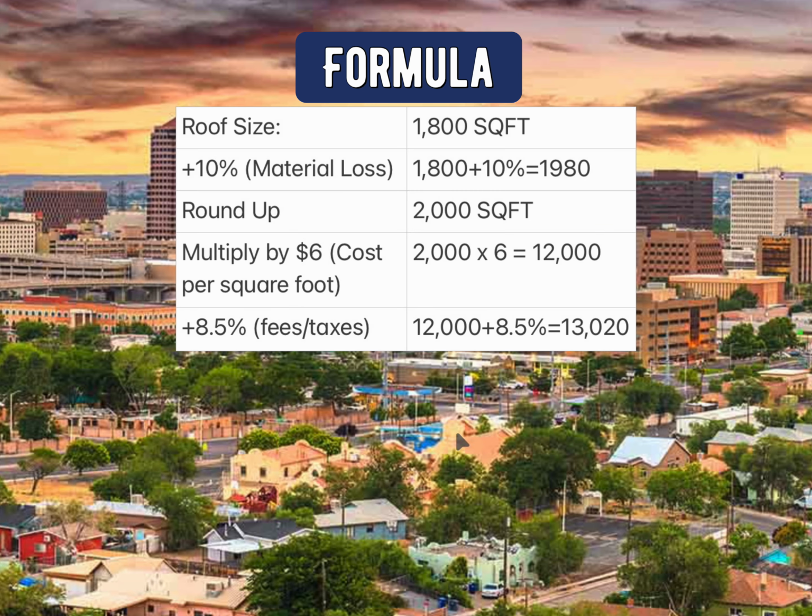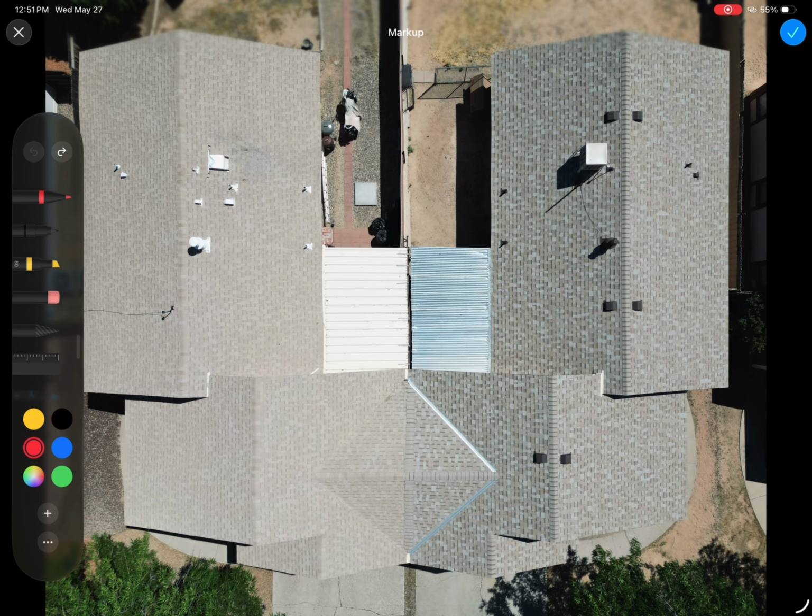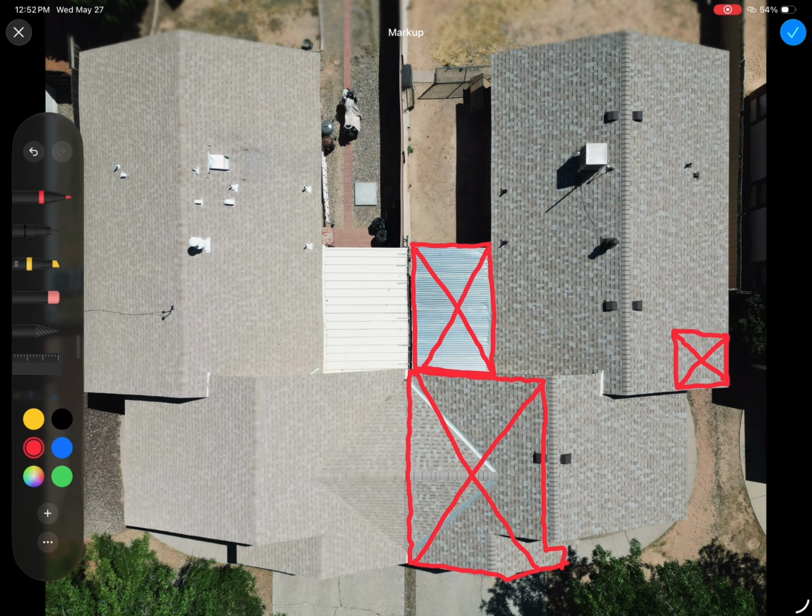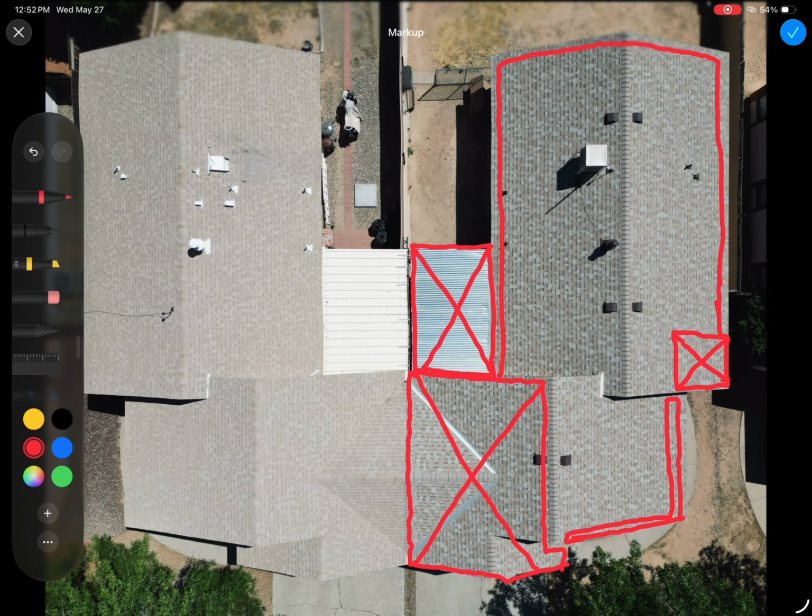First, let's find your roof size. As I stated before, your home's square footage is not reflective of your roof's measurements. This is because your home's square footage only accounts for living space, which excludes your front and back porch, garage, and soffit overhangs, which wrap around your entire house structure, as I'm demonstrating in the video.